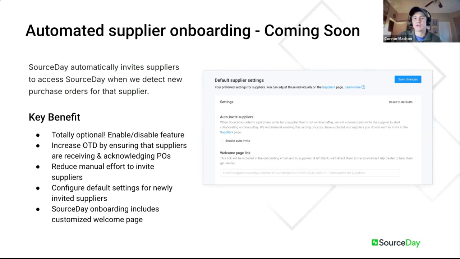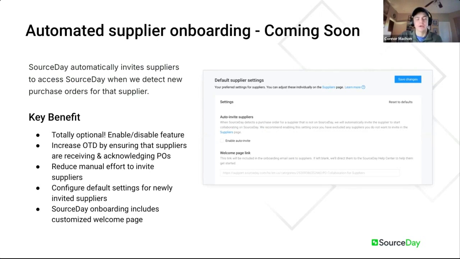And just going back to the goals that Coleman shared earlier, we know that when suppliers are receiving notifications from SourceDay and are acknowledging those POs in SourceDay, they have a much, much higher chance of actually having on-time delivery for that purchase order. So we want to make sure that as many purchase orders as possible are going through the SourceDay platform to your suppliers and being collaborated on.